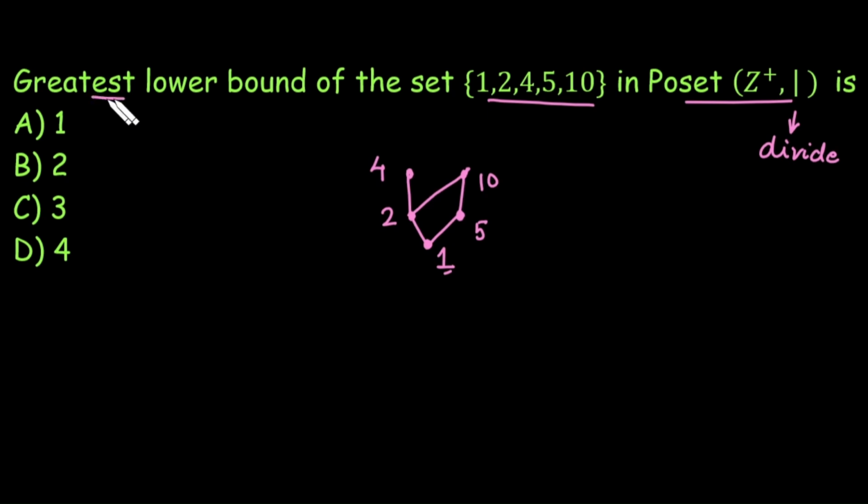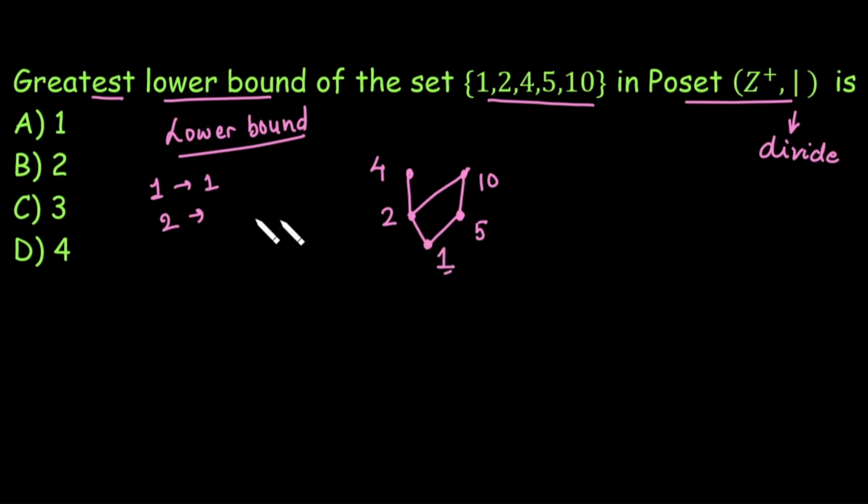We need to find the greatest lower bound of this set. First we need to think about the lower bounds. What is the lower bound for 1? 1 is only related with 1, so for 1 we have only 1. For 2, start from 2 and collect all the elements to reach the bottom point, that is 2 and 1. For 5 we have lower bounds 5 and 1. For 4, collect all the elements in the path from 4 to the bottom, that is 4 to 1.